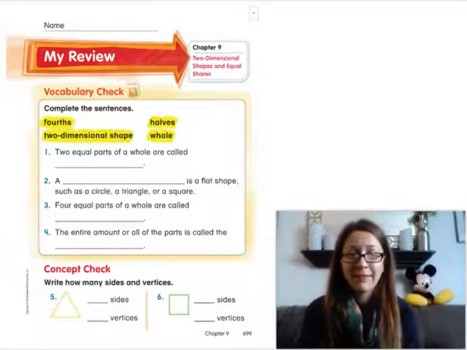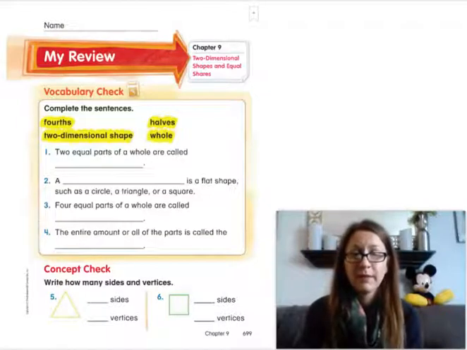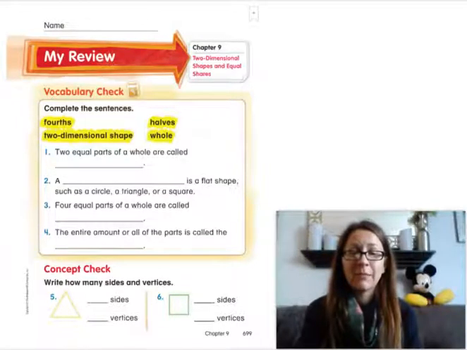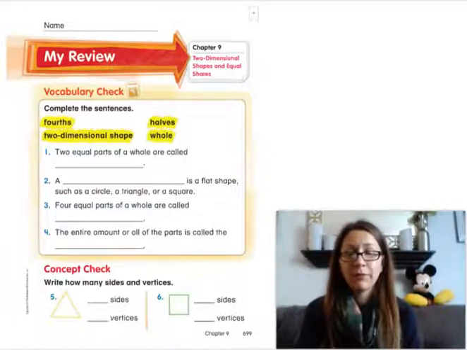Okay, number 5 and 6. You have the same directions for both of these questions. Your directions are to write how many sides and vertices each of those shapes have. So for number 5, your shape is a triangle. For number 6, your shape is a square. Remember, a side means the flat straight lines, and the vertex or vertices are the corners of the shape. That gives you a little hint. When you're ready, you can flip your paper over to the next page.